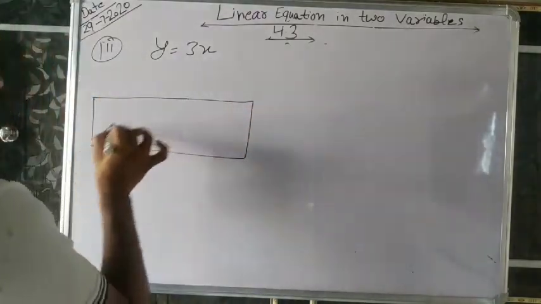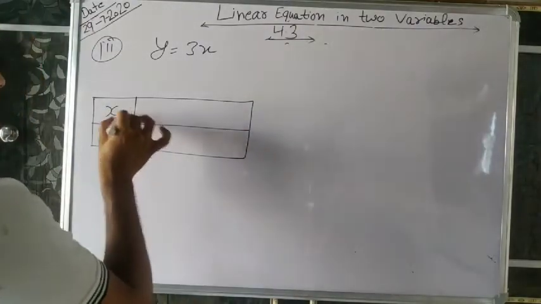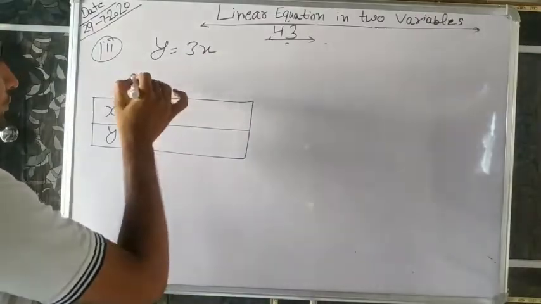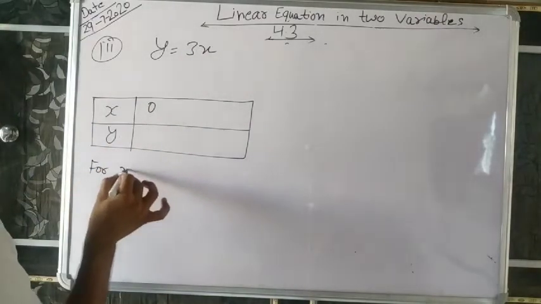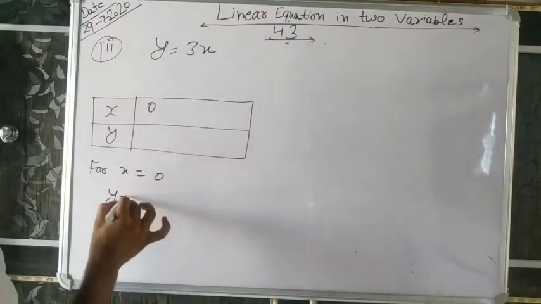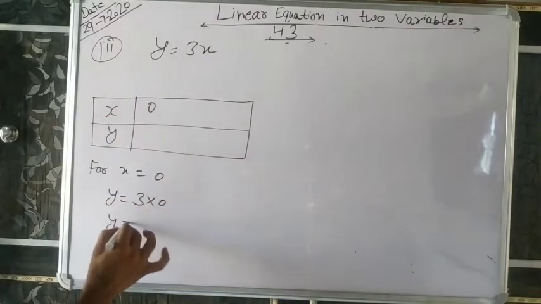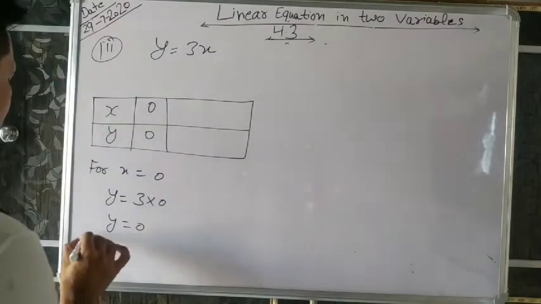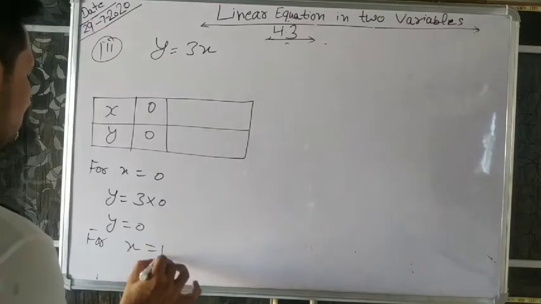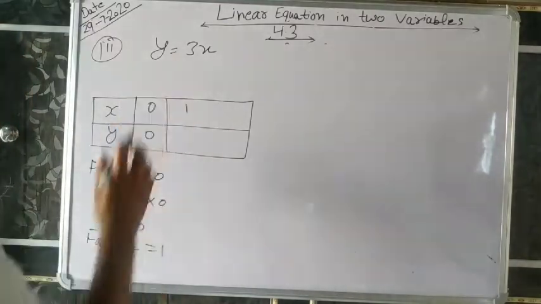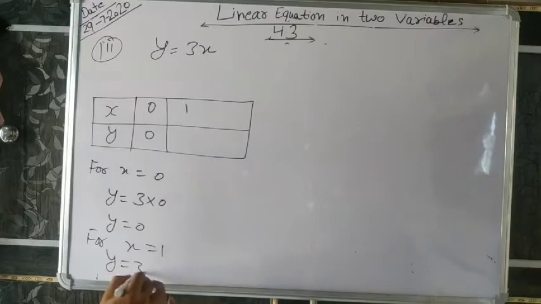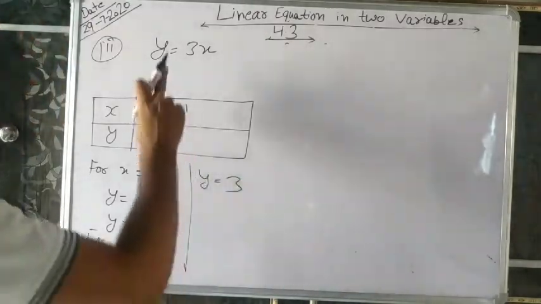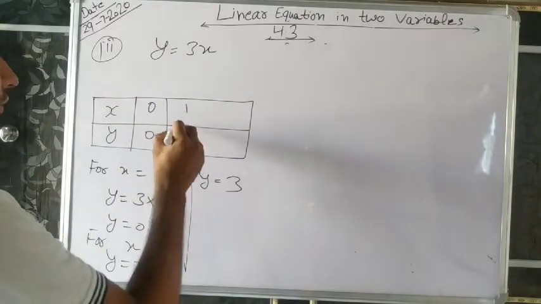What are x and y? Find for x equal to 0. So y equal to 3 into 0, so y is also 0. Now find for x equal to 1. So y equal to 3 into 1, which is 3. If x is 1, y is 3.